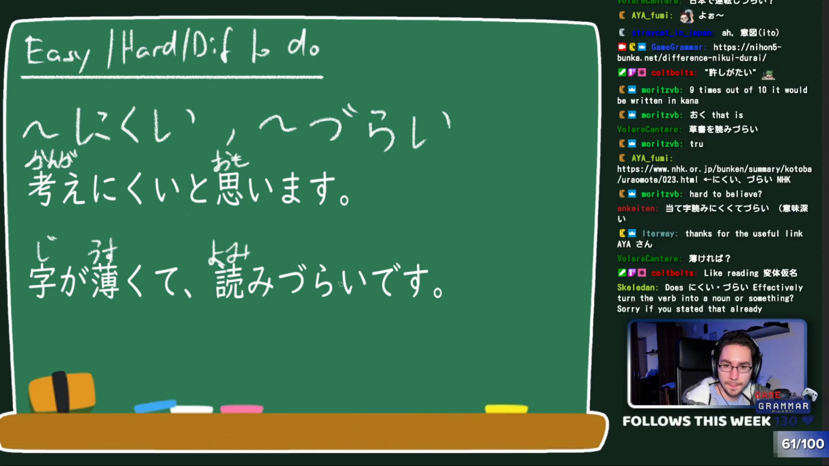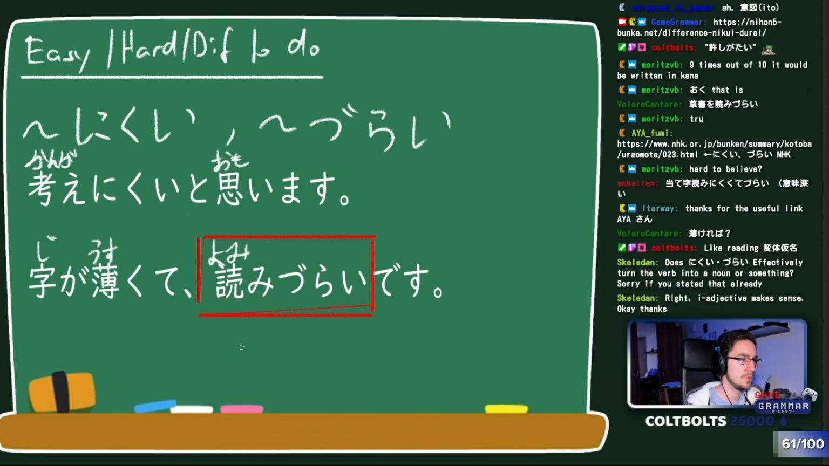One more thing. Does nikui or zurai effectively turn the verb into a noun or something? Sorry, I stated that already. I mentioned that in the beginning. It doesn't turn it into a noun, but it turns it into an i-adjective, basically. So for all intents and purposes, the whole unit of verb plus auxiliary here turns into an i-adjective, and it can be treated as one. So 考えにくい basically behaves like an i-adjective and can be conjugated as such.